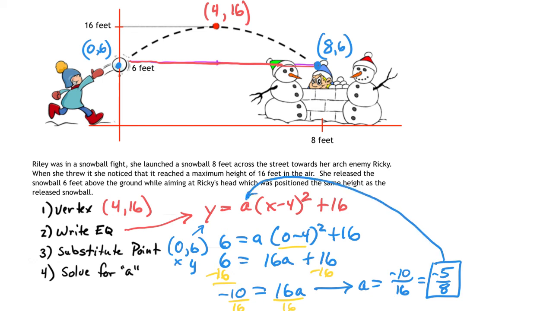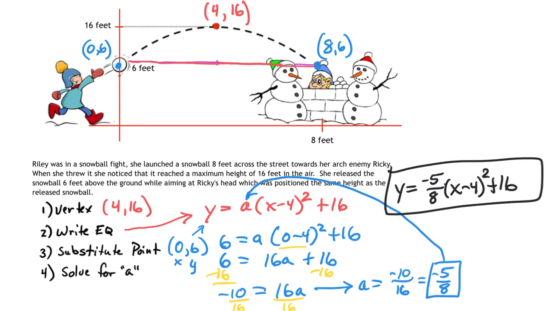So to finish off the question, when you ask what is the equation of this parabola that models the path of the snowball, it's going to be y = -5/8(x - 4)² + 16. That's it. Now you've got the problem completed, and hopefully you too can figure out your question.